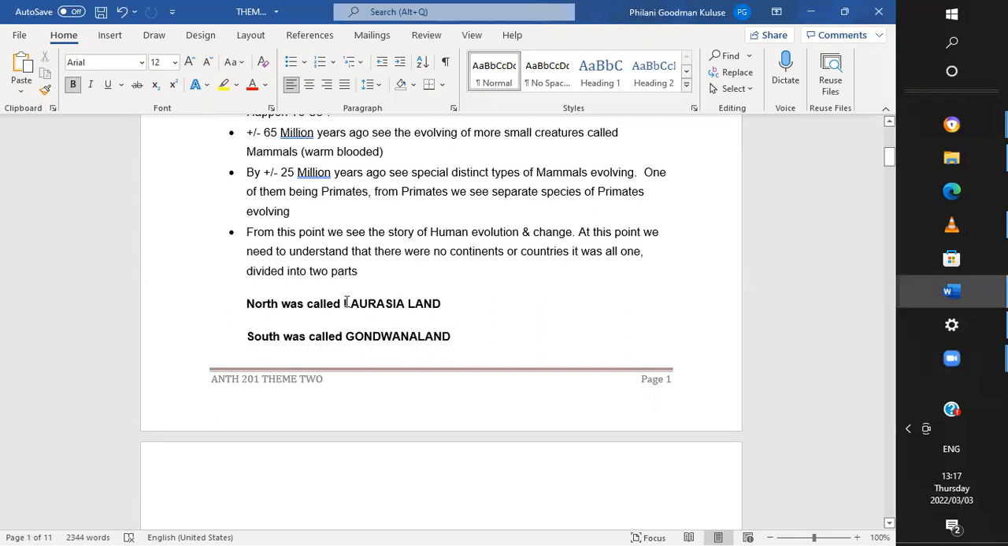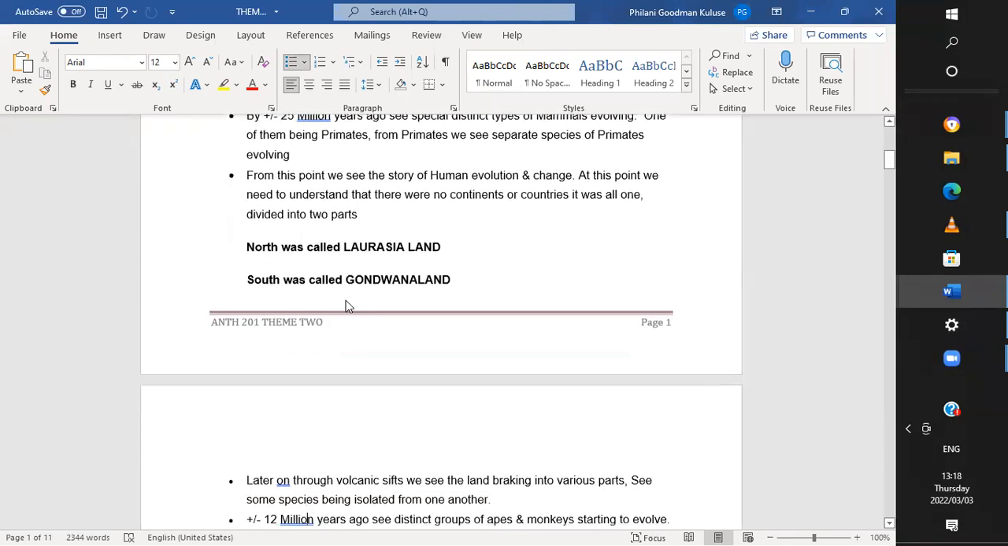From this point, we see the story of human evolution and change. At this point, we need to understand that there were no continents. Our countries, it was all one, divided into two parts. You see, environmental aspects. Remember, medical anthropologists had three specific orientations. That is viewing society as biology, viewing population as having a cultural trait, and viewing the population with regards to the units of ecological system, changing their ecology or adapting to the changes in their ecology, which is what happened when the earth divided.